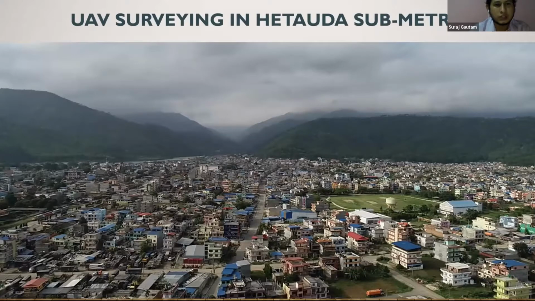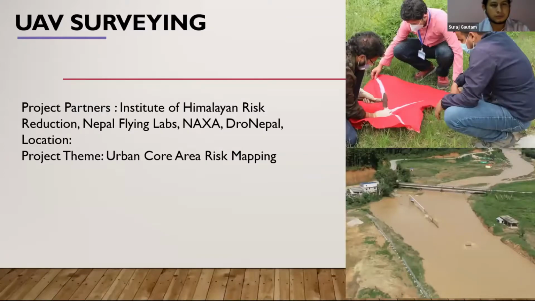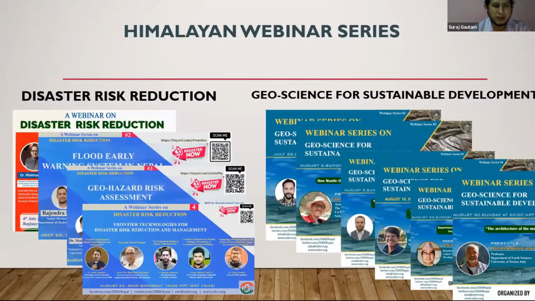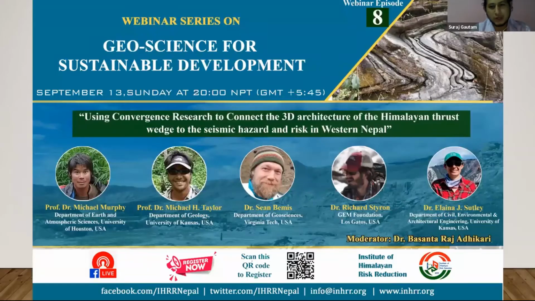And we have actually carried out the survey of around 120 square kilometers and the work is still going on. So we have been utilizing this lockdown period, and we have also published our voluntary commitment in the Sendai voluntary commitment, as we can also see there. Besides, we have been regularly organizing our Himalayan webinar series. And so here we are today.